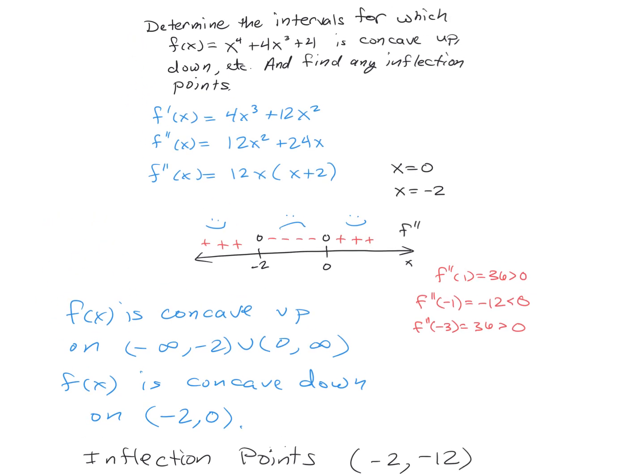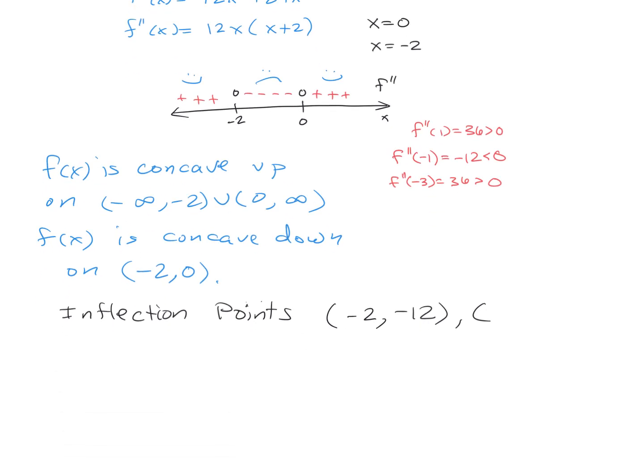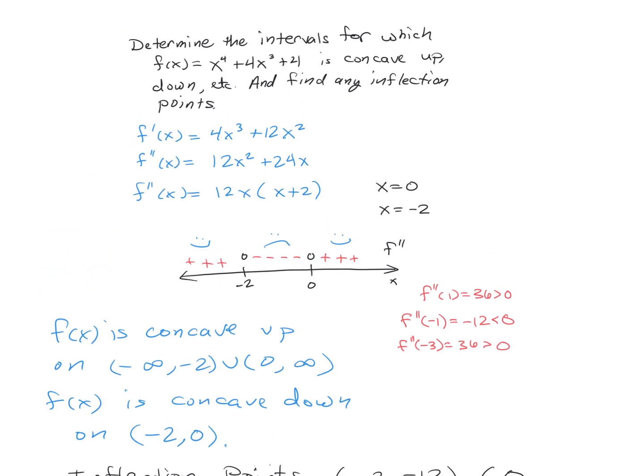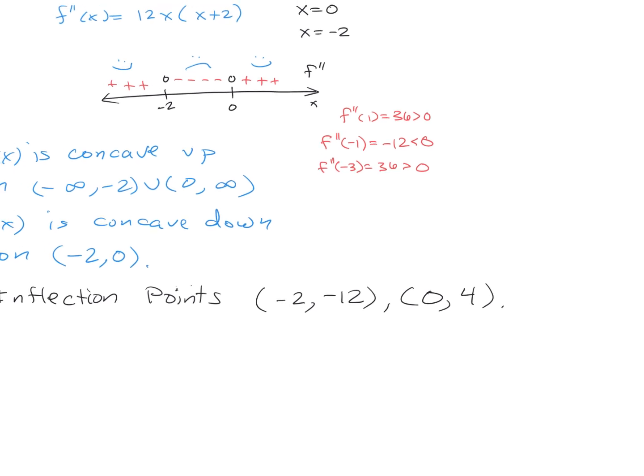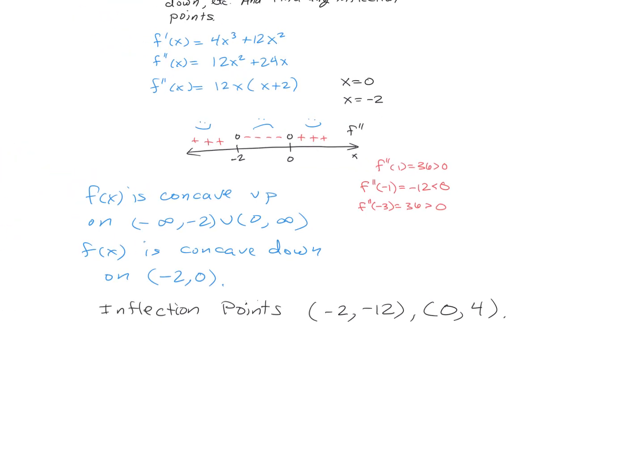And our other ordered pair is going to be when we have concave down changing to concave up at 0. And if we plug 0 back into our original function, the y-coordinate is 4. So our two inflection points for this function are negative 2, negative 12, and 0, 4. And again, those are places on the graph where the concavity changes.